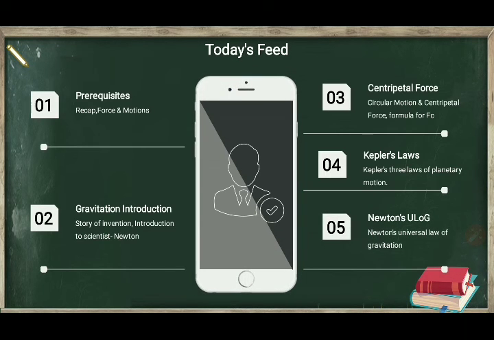Now in today's feed, what we have learned: first, prerequisites like force, motion, and laws of motion basics. Second, gravitation introduction, like the story of the invention, the Apple story, and an introduction to the scientist Newton. Third, centripetal force, circular motion and centripetal force. Fourth, Kepler's three laws of planetary motion. And last is Newton's universal law of gravitation.